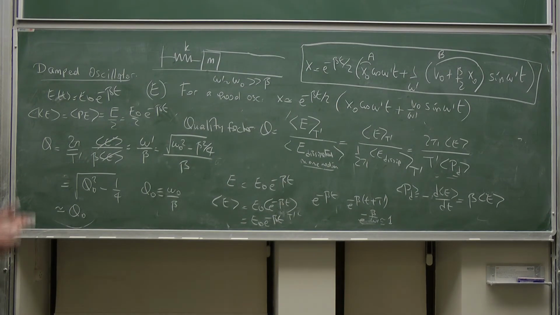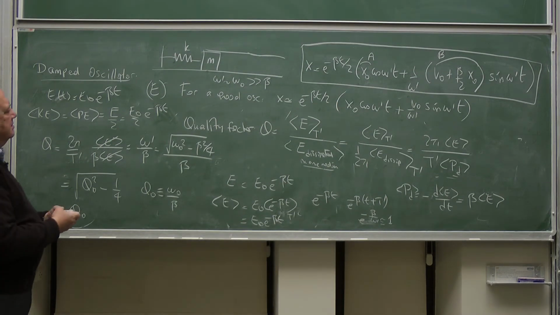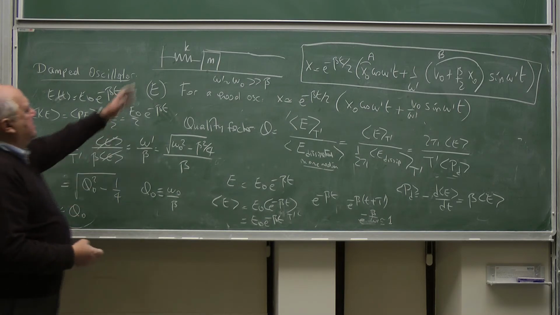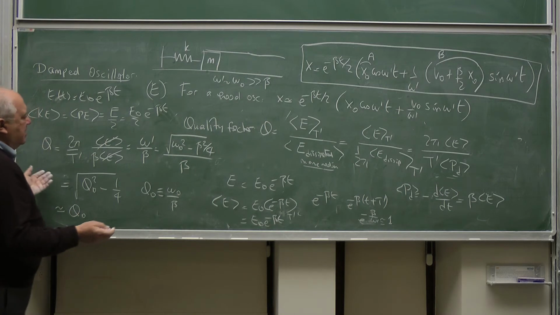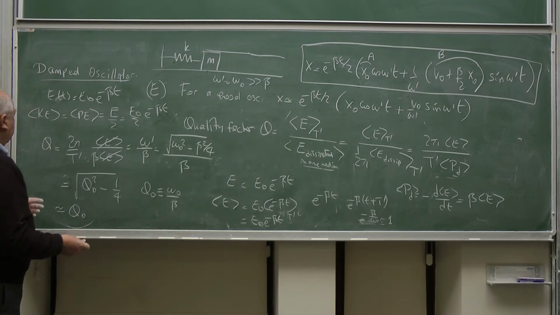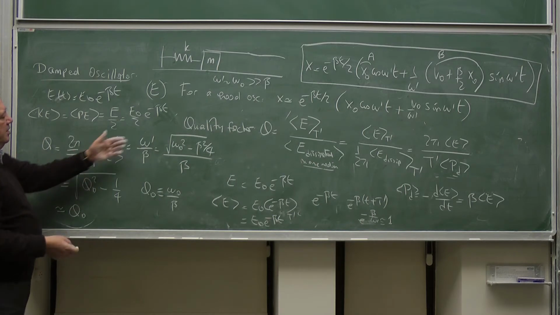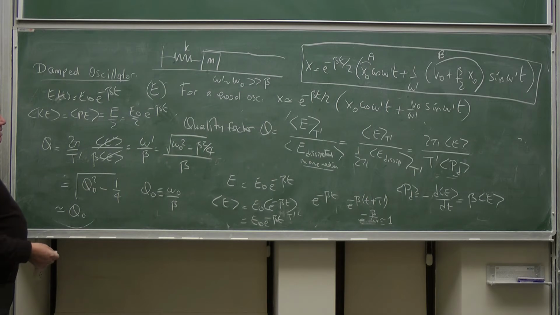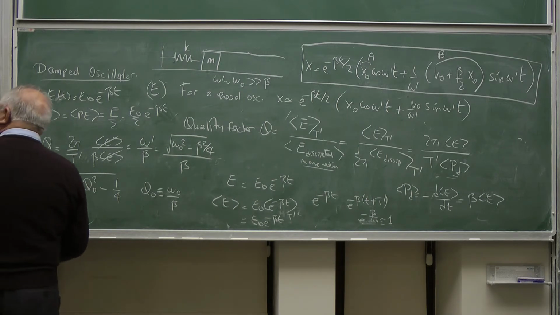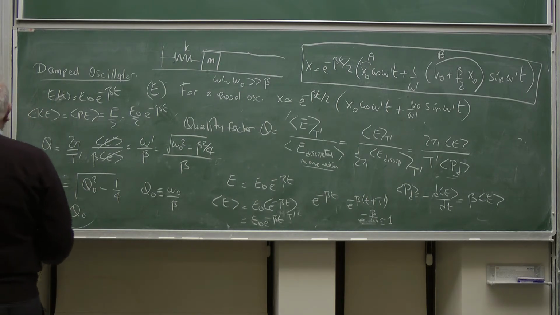Again, if I am given an oscillator with these parameters K, M, and beta, so I know the answer. How good an oscillator do I have? What is my Q value? I will simply look at its Q value. It's omega prime over beta, or omega 0 over beta. Okay? So this gives me the Q factor.